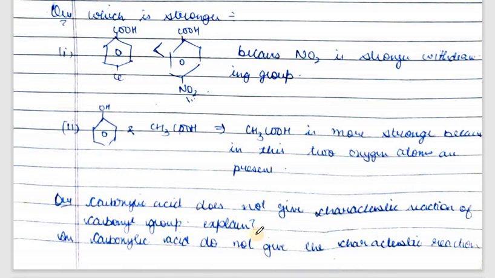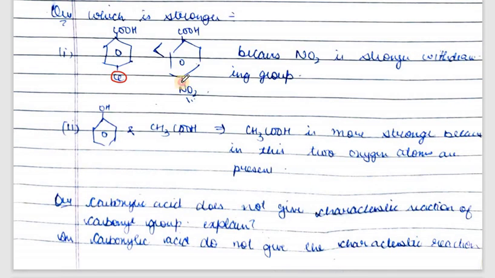If we have another example, out of these, which will be the stronger acid? Here the Cl electron withdrawing group is present, and here the NO2 group is present, and we know that NO2 is a stronger electron withdrawing group. So this will be a stronger acid than this. And now out of phenol and acetic acid, which is more acidic? Acetic acid is more acidic, because in it two oxygen atoms are present to delocalize the charge, but in phenol only one oxygen is present to delocalize the charge.